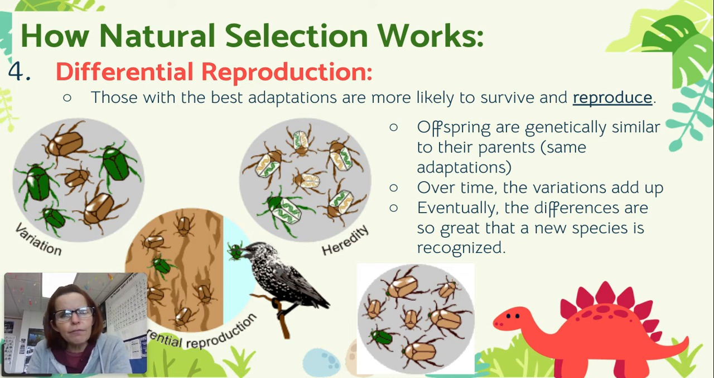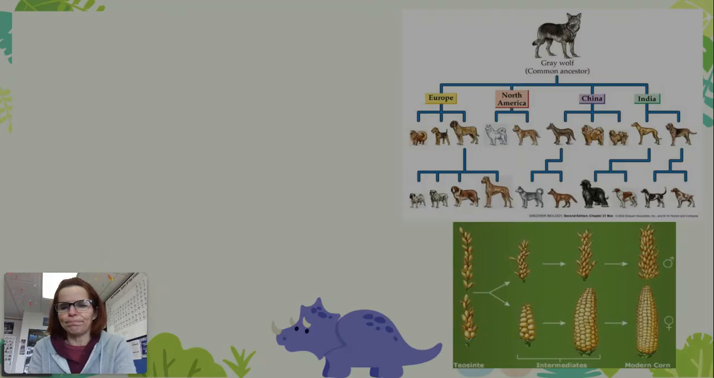So we're still going to have these beetles. They're going to be predominantly brown, but there will still be some green beetles in that population. And that green might be an advantageous trait at some point in their future.